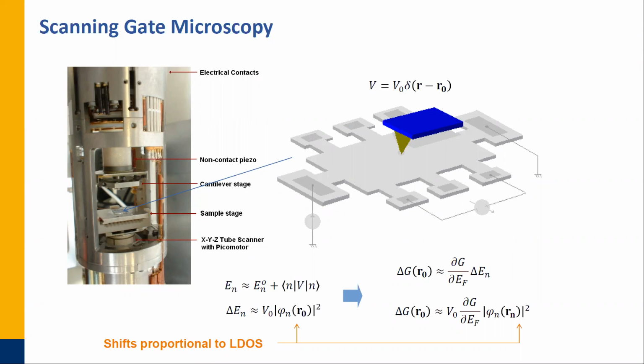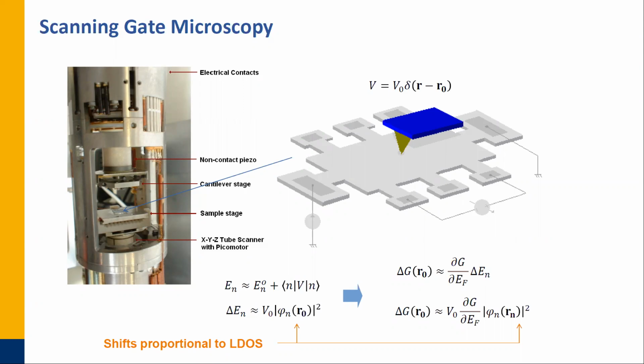If we consider that the induced potential is a delta function, and the perturbation is small enough that we can use perturbation theory at first order, then doing some perturbation theory, some quantum mechanics, we see that the changes in conductance that we can measure are proportionally dependent on the local density of states.